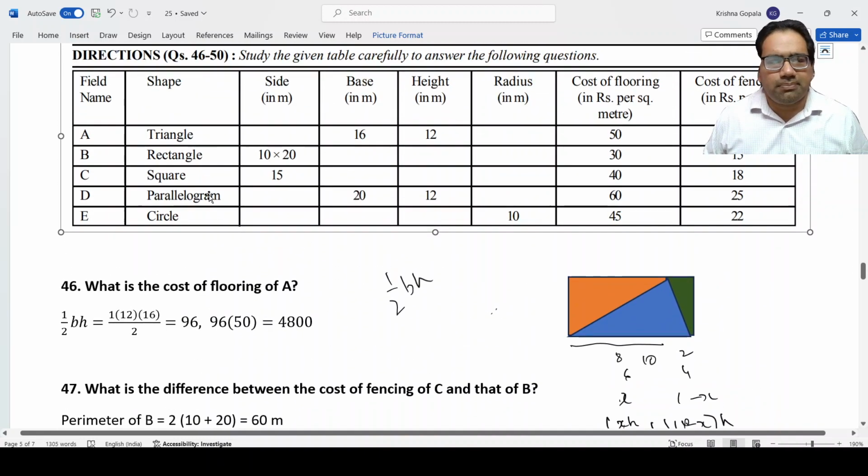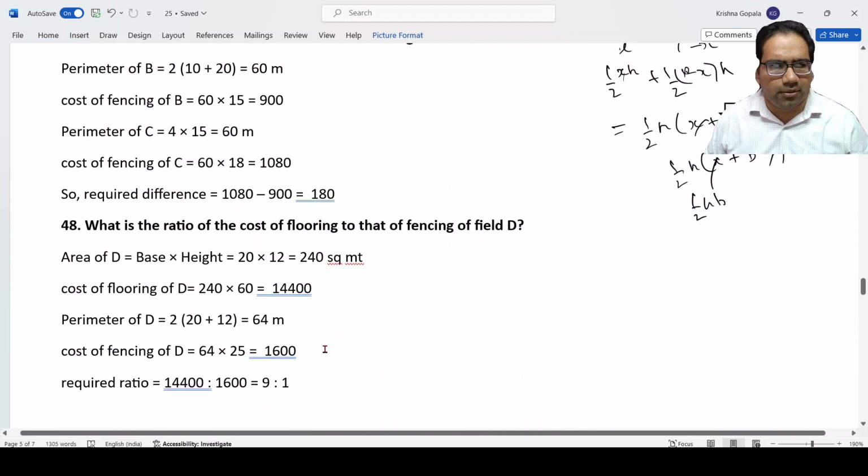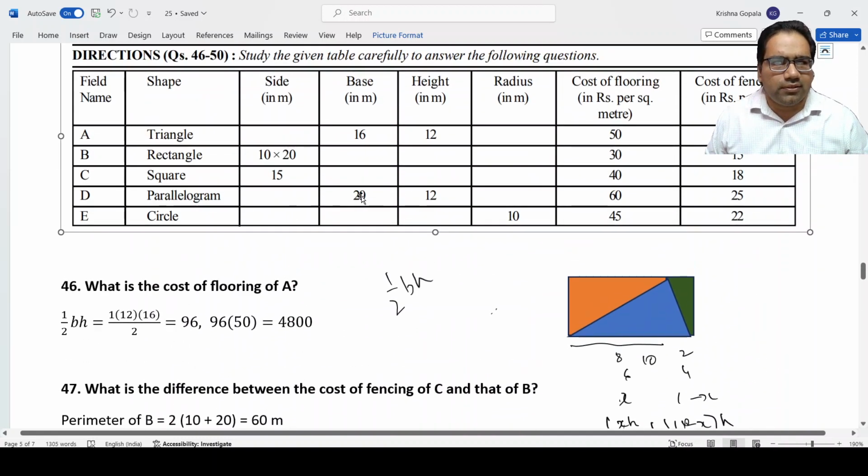What is D? D is a parallelogram, and the base is 20, height is 12. What is the area of a parallelogram? Area of a parallelogram is the same as base into height. So it is 20 into 12, which is 240.